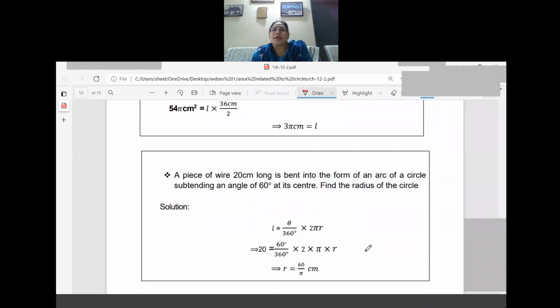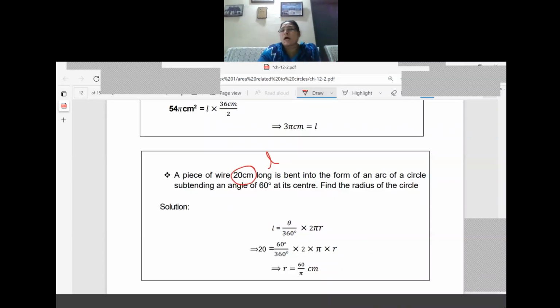A piece of wire 20 centimeter long is bent into the form of an arc of a circle, subtending an angle 60° at its center. Find the radius of the circle. So what is 20 centimeter? It is the length of the arc of the circle. So this 20 centimeter equals the length of the arc of the circle only. Now what is the theta there? Theta equals 60°. It is given there.